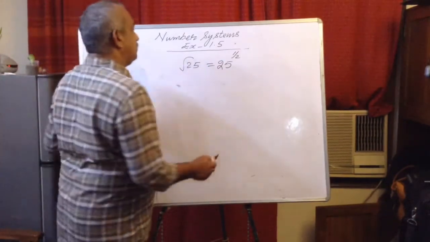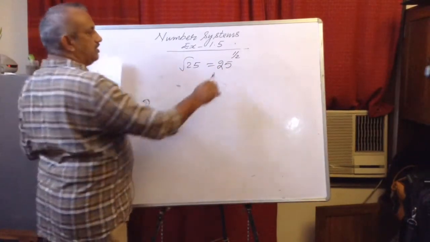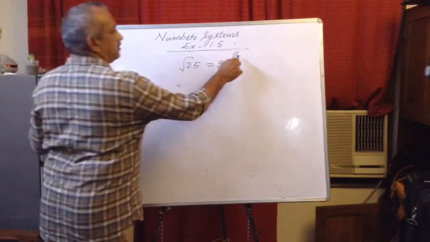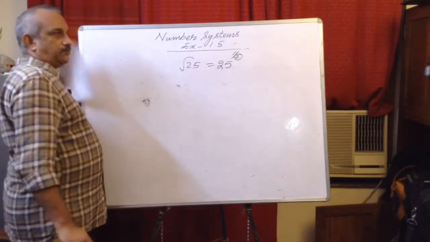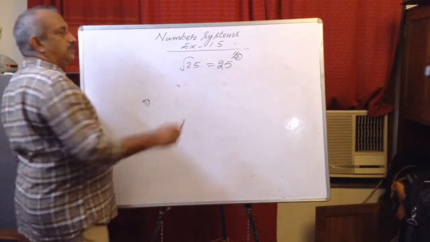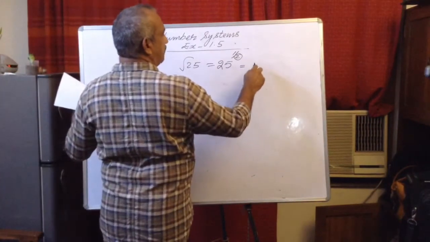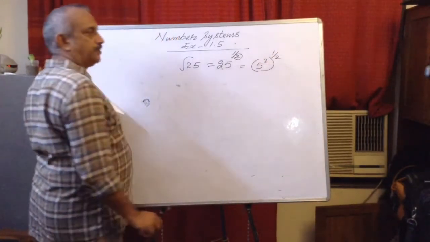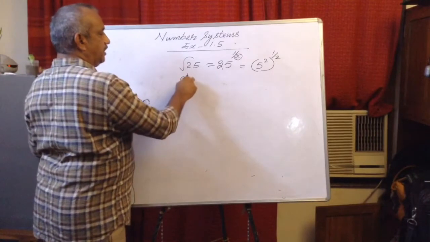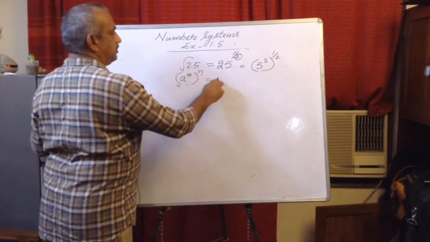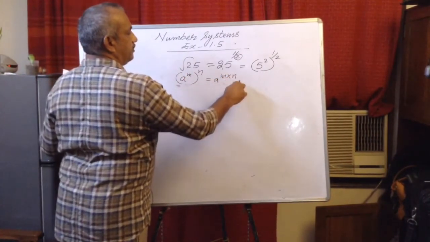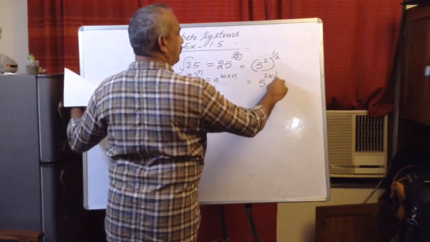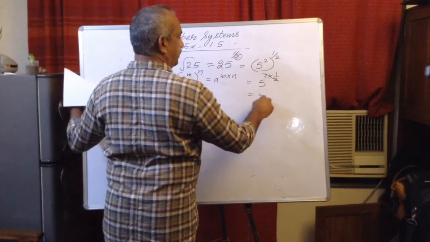Now see, this can be simplified only if I can write 25 as square of some number, because here it is 2. So the power of that number also should be 2. Then only we can simplify. So in the place of 25, I am going to write 5 square the whole raised to 1 upon 2. Now law says a raised to m the whole raised to n is equal to a raised to m into n. So this will become 5 raised to 2 into 1 upon 2, cancel, we get 5.